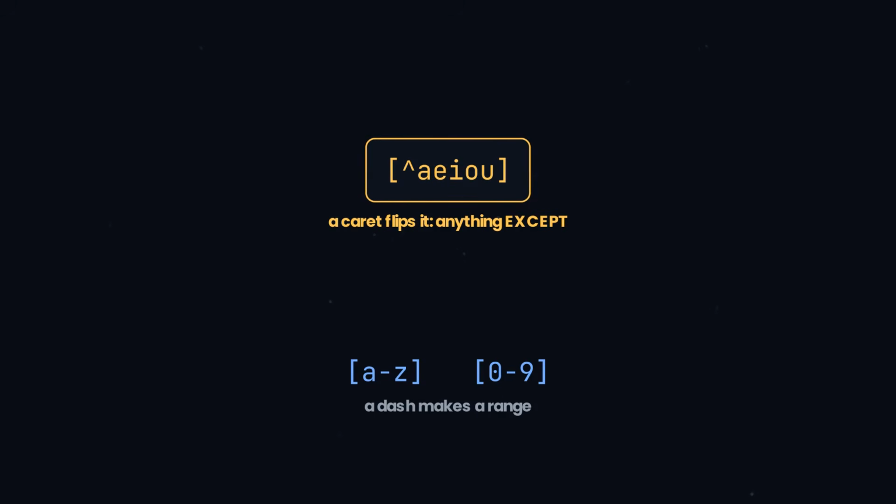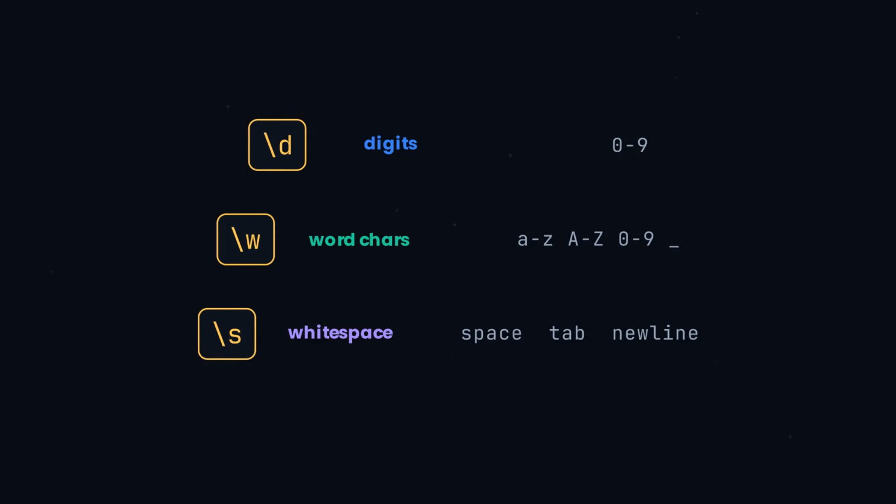These sets get used constantly, though. Must we spell them out every single time? Thankfully, the common sets have shorthands. \d stands for any digit 0 through 9. \w covers word characters, letters, digits, and the underscore. \s matches white space, spaces, tabs, and new lines. Capitalize the letter and you invert it. \D means not a digit. These are simply nicknames for sets you would otherwise type out by hand.